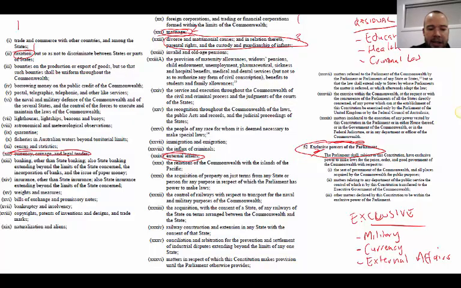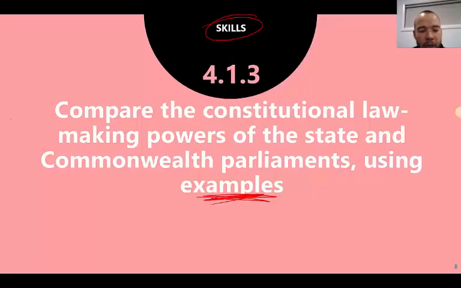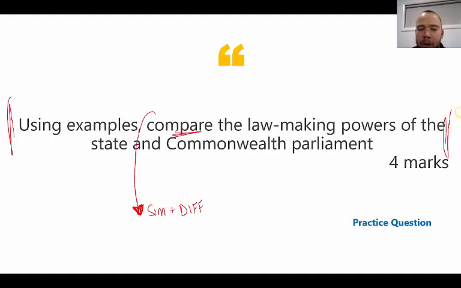And there's some interesting things in Section 52, like that the Commonwealth has the power to make laws over lighthouses, lightships, beacons, and buoys. So, yeah, the Commonwealth Parliament can control all the buoys if they want.